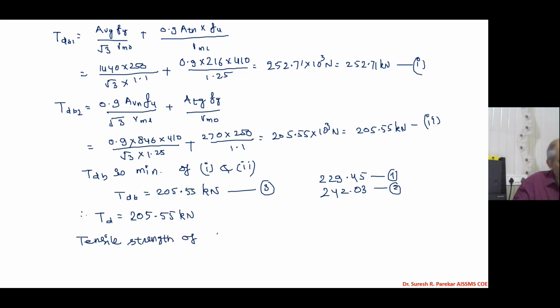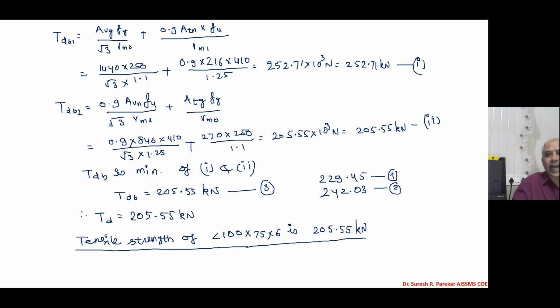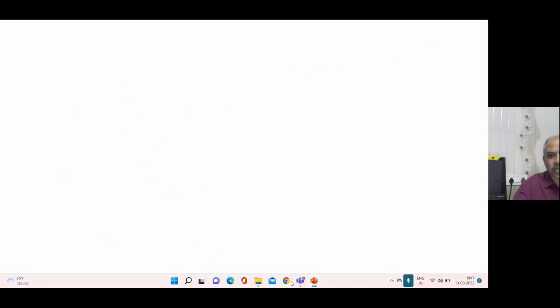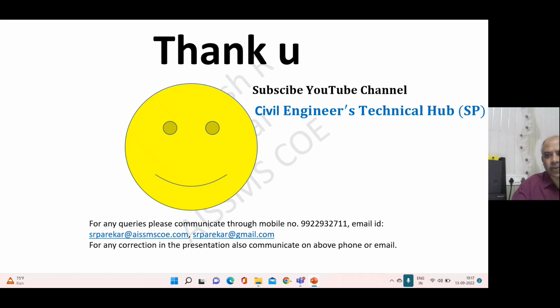So we have the tensile strength of the angle 175.6 is 205.55 kilonewton. So likewise, we have to solve the problem of analysis of a welded connection. Next video, we will go with bolted connection. So now we will stop here only. So thank you.